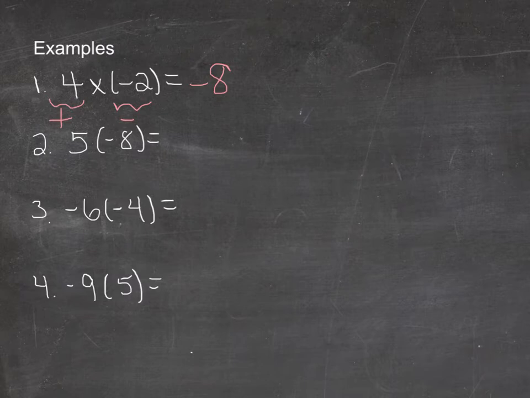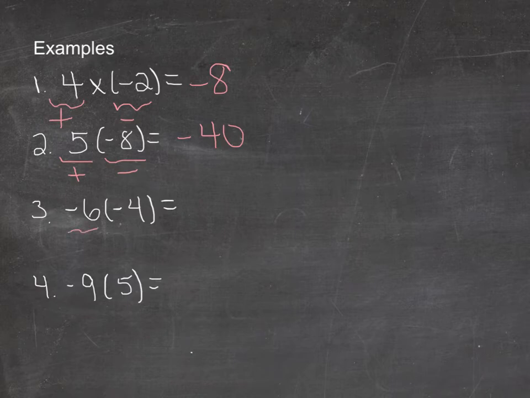Okay, so from now on I'm going to drop the times symbol, as well as the division symbol later on, because I don't want this x to be mistaken for a variable, which will come up in later videos. So in number 2, this says the same thing as times, so it says 5 times negative 8. My 5 is positive and the 8 is negative, so I have again a positive times a negative, so I know my answer is negative, and 5 times 8 is 40.